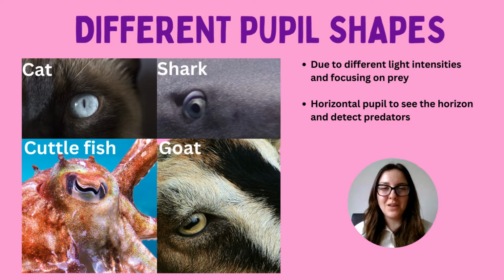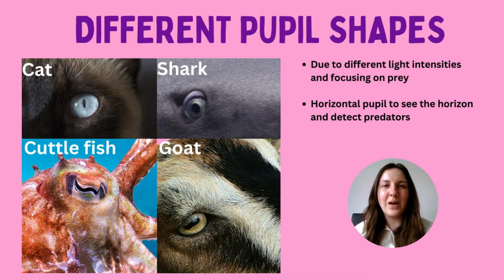Last but not least, as a bit of fun, I thought I'd share this with you. In the natural world, there are loads of different pupil shapes. We have a round shape, and lots of mammals do as well. However, these other animals actually have much different pupil shapes. So for example, a cat can actually have a diamond shaped eye. A shark can have much more of a spherical shape. A cuttlefish probably has one of the coolest ones. It's like a W shape. And a goat has a long horizontal shape.